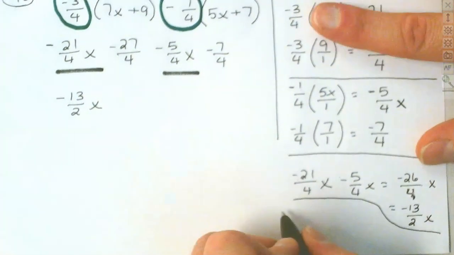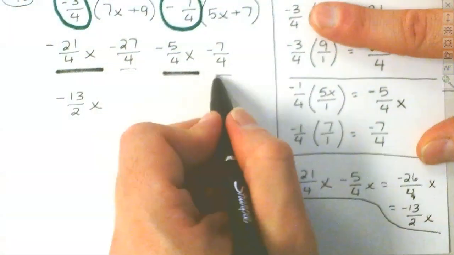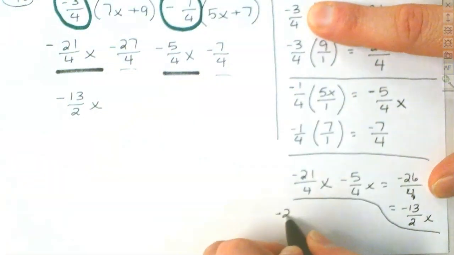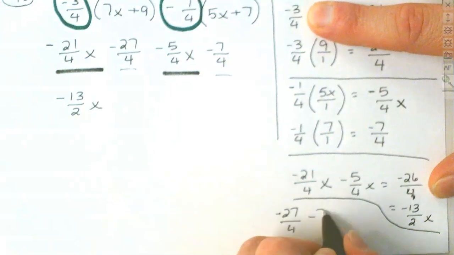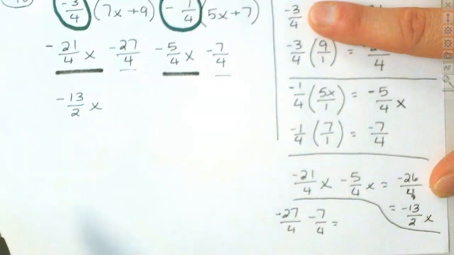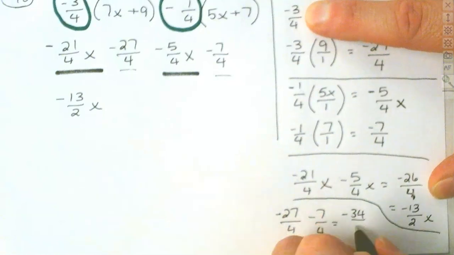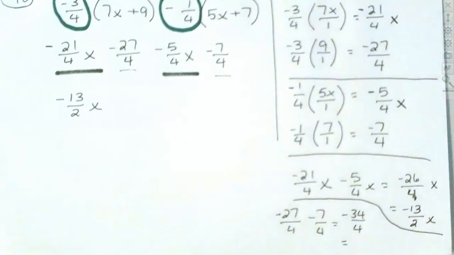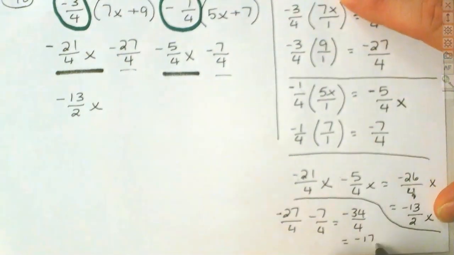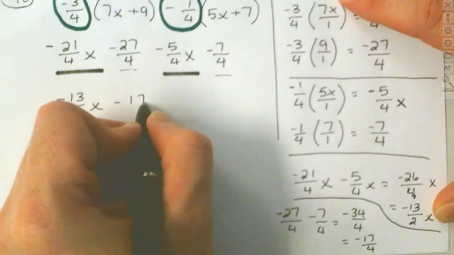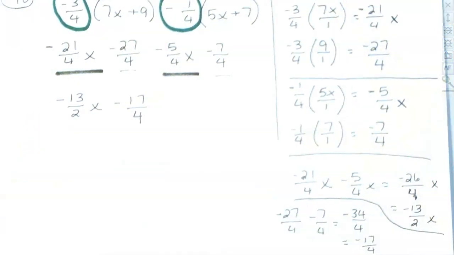Now, what about the next ones? Those can go together for the numbers, right? These can be combined. We have a minus 27 over 4 and a minus 7 over 4. Minus 27 minus 7 makes it a minus 34 over 4. And what does 34 over 4 reduce down to? It's not going to come out evenly, right? But they are both even, so divide them by 2. So that's going to make it a minus 17 over 4 there. And that's as far as we can go.